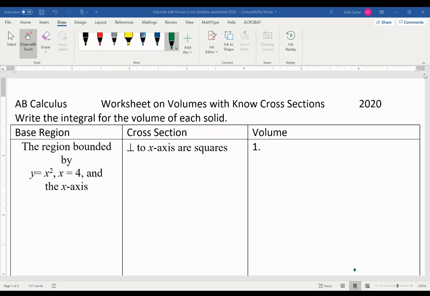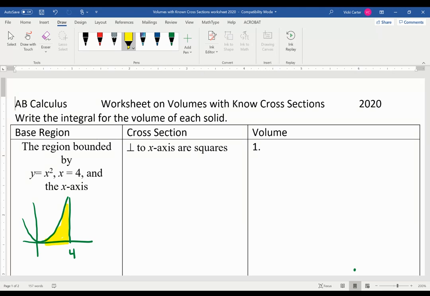Okay, so the first problem that we have here is a region bounded by the graph of y equals x squared, x equals 4, and the x-axis. So let's sketch that little graph here. And I know my sketches are probably going to be bad again today. But we have a parabola, y equals x squared. We have x equals 4. And we have the x-axis. So that means that our region is this region right in here.